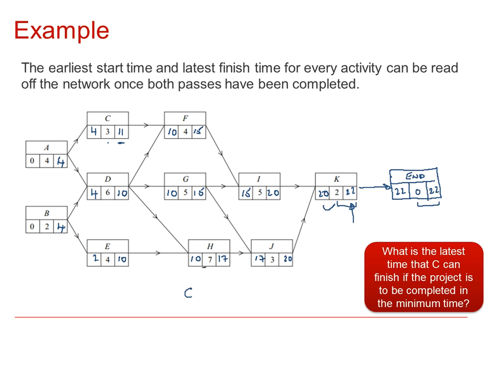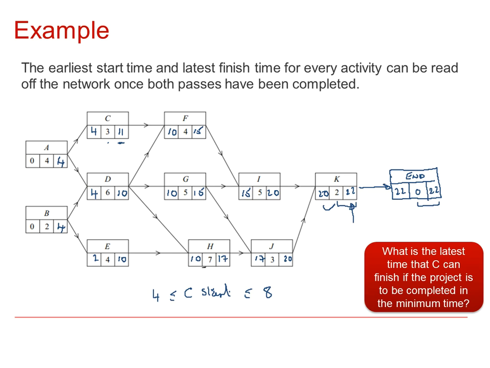So C's start time is anywhere between 4 and 8. It's possible to start C at time 7 and still have plenty of time to complete the project on time. So C is an example of an activity that we refer to as having some slack time. It's a non-critical activity. We're not tied to its start time rigorously.